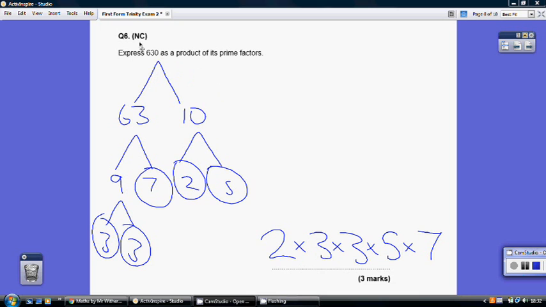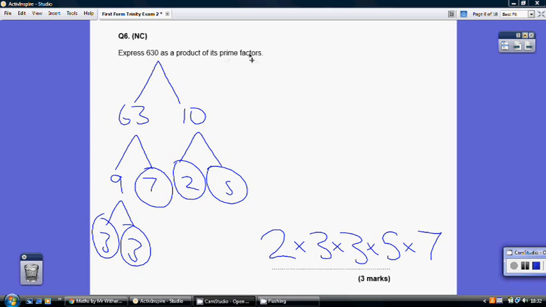Question 6, so another non-calculator question. Express 630 as a product of its prime factors. Now what we're doing here, we're breaking 630 down into its prime form. So we're going to break it down into a product. Product means lots of numbers being timesed together. So your final answer must include times signs, not commas. And its prime factors are as far down as you go.